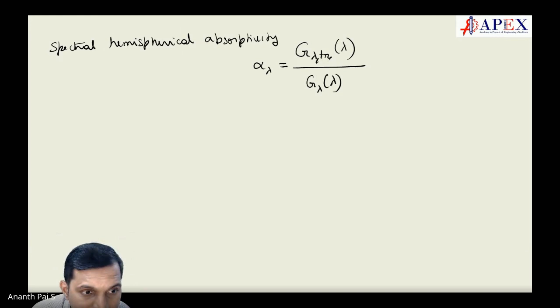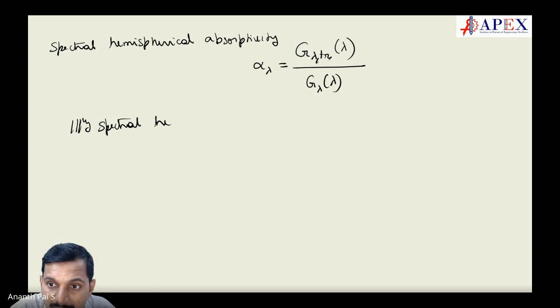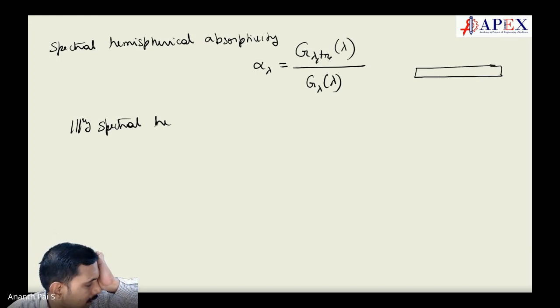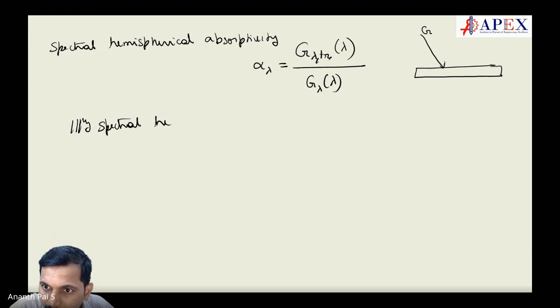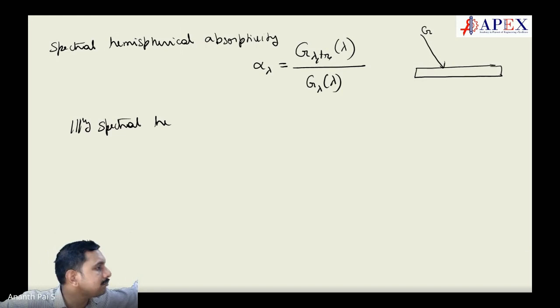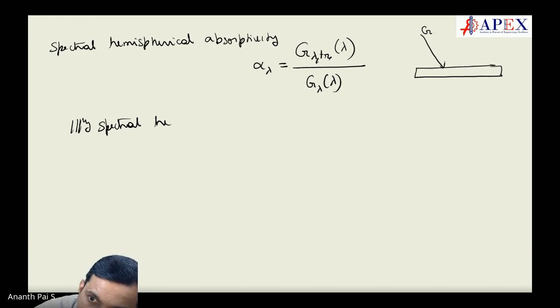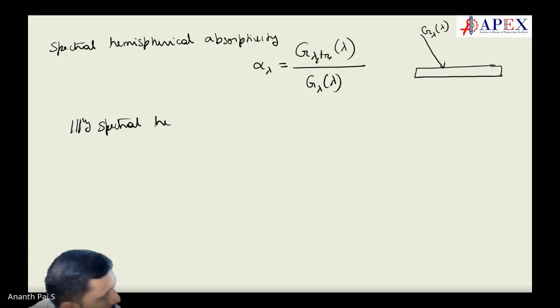Similarly spectral hemispherical, so G lambda, which is at that particular frequency or that particular lambda, so this is G which is coming here, right? And G has all the things together. G has some energy at different lambdas. So I am considering only G lambda at a particular lambda. So white light is on it, green light is on it, blue light is on it. What is transmitted? Only this G lambda in lambda.